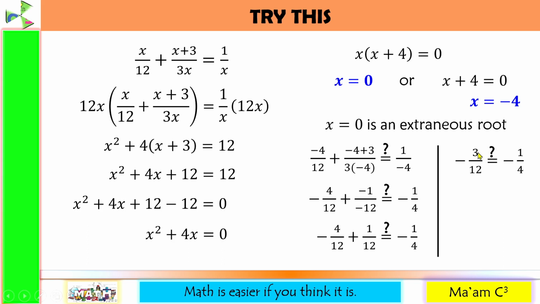They are both divisible by 3. 3 divided by 3 is 1, and 12 divided by 3 is 4. So we have negative 1/4 is equal to negative 1/4. They are equal. Therefore, our answer, x equals negative 4, is correct.